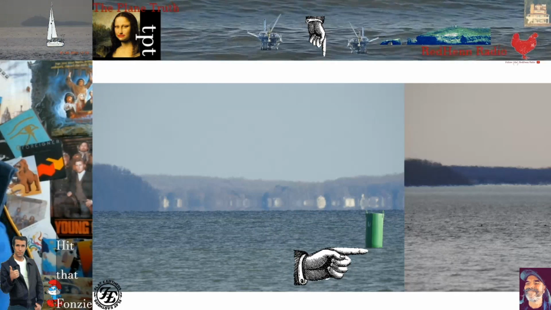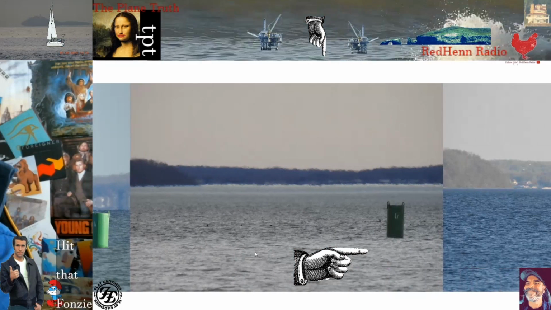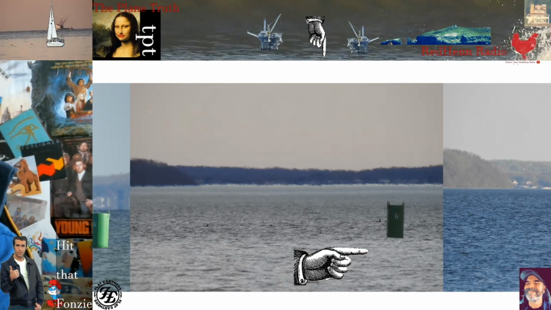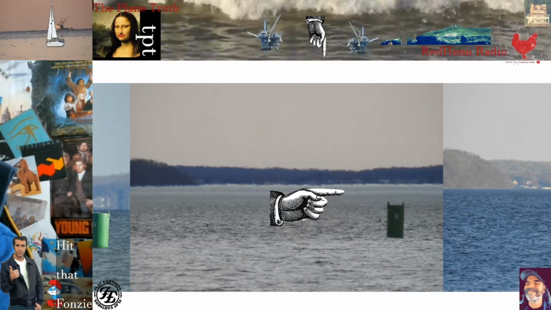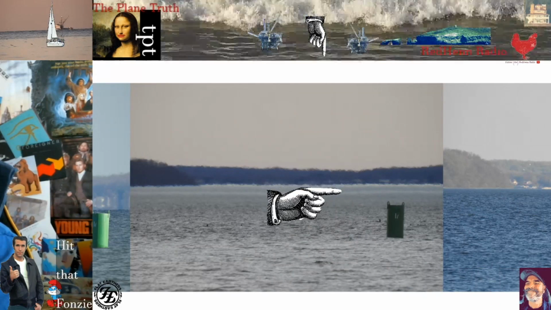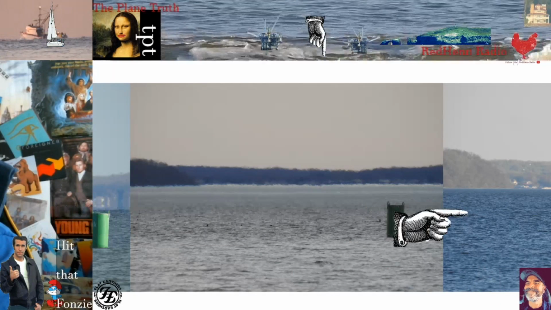But right here, look how much distance is there. Look how much more distance. Where did all this come from? It was there the whole time. It's all compressed right there. Okay?